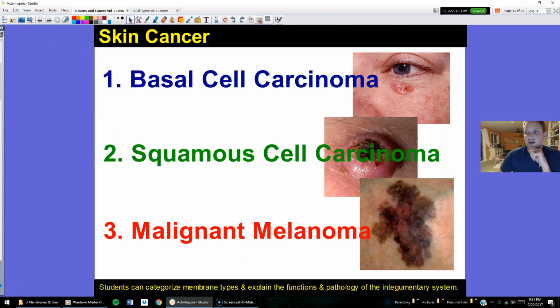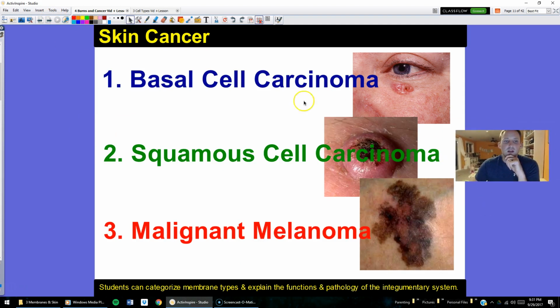The three types of skin cancer that we're going to talk about in this video are basal cell carcinoma, squamous cell carcinoma, and malignant melanoma. I would pause the video and guess where in the layers of the skin these kinds of cancers will be found. I bet our talks about the layers of the skin will give away at the very least two of these. So pause the video and guess which layers of the skin are affected, which cell types.